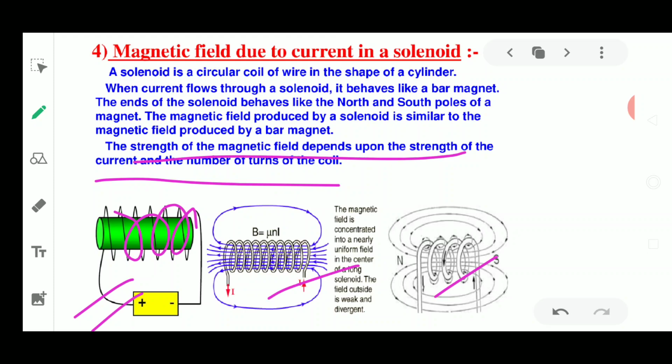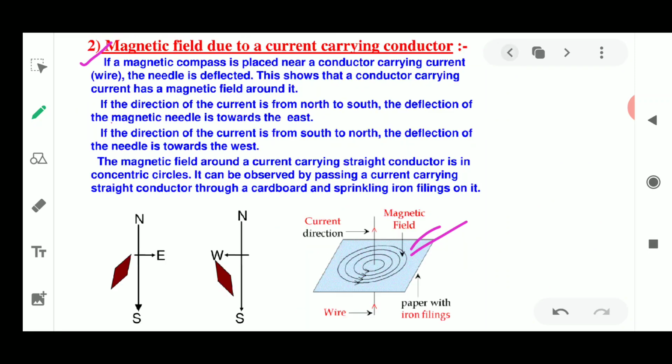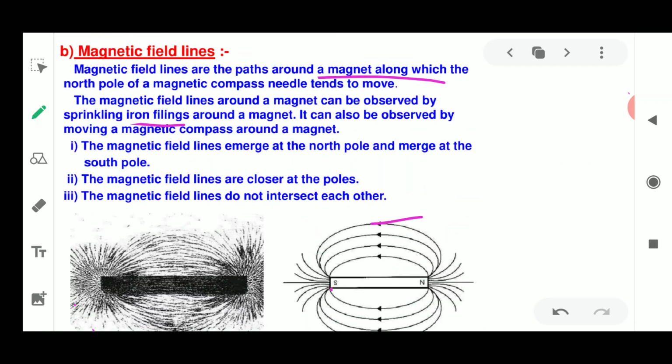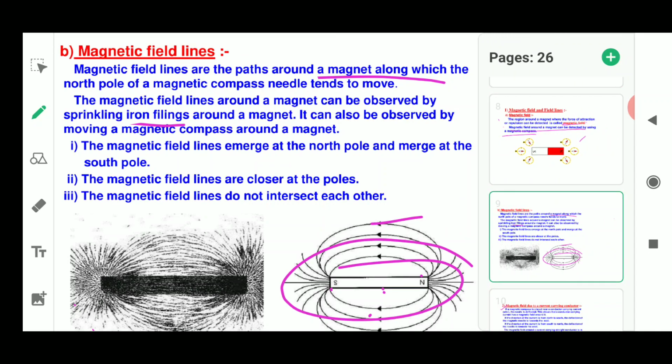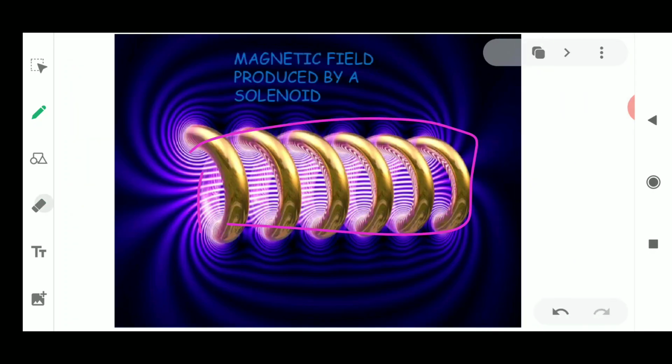In these three diagrams you could see the magnetic field present around a solenoid. Now you have to compare the pattern of the field with the magnetic field produced by the bar magnet. Do they look similar? Yes, they are similar. I wanted to show you the magnetic field produced by the straight bar magnet. It is very much similar. You could see here also the same diagram.